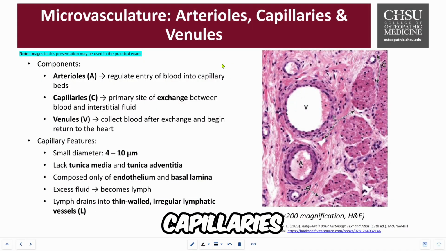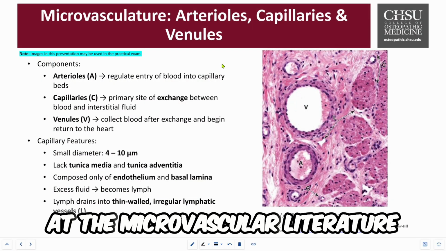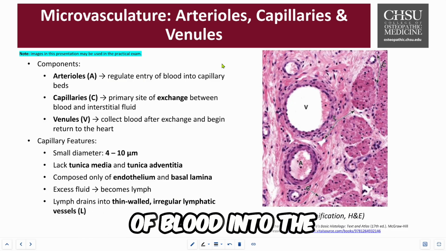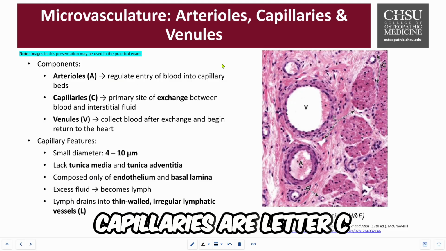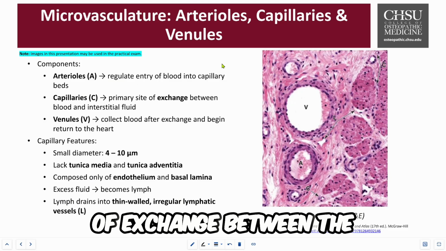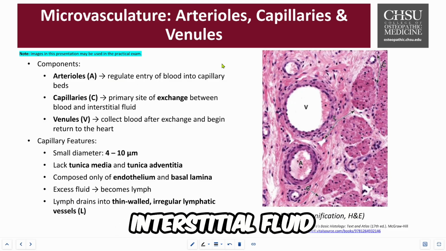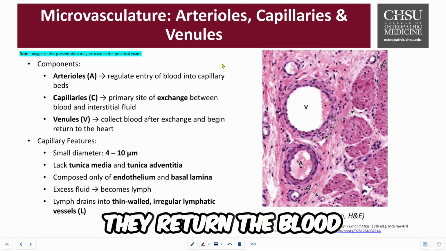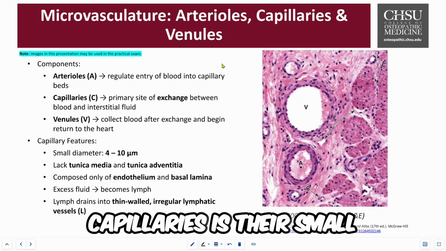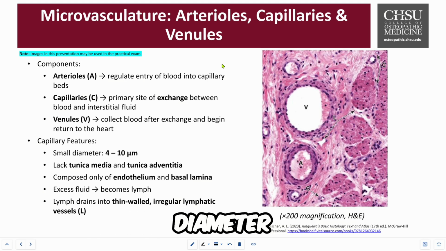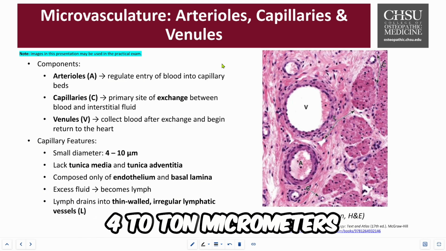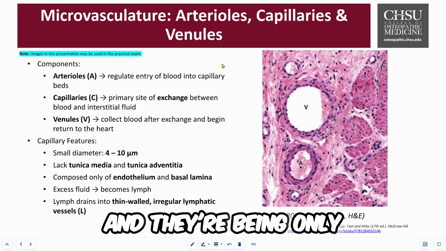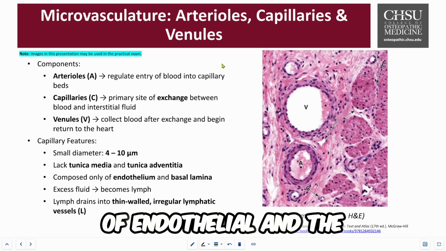Microvasculature: arterioles, capillaries, and venules. So let's take a look at the microvasculature. The arterioles are expressed as letter A, and they regulate the entry of blood into the capillary beds. Capillaries are letter C, and are the primary site of exchange between the blood and the interstitial fluid. And the veins, which are V, collect the blood after exchange has begun, and they return the blood back towards the heart. A key feature of capillaries is their small diameter. They range from about 4 to 10 micrometers, and they lack any tunica media as well as tunica adventitia, being only made up of a layer of endothelium and the basal lamina.